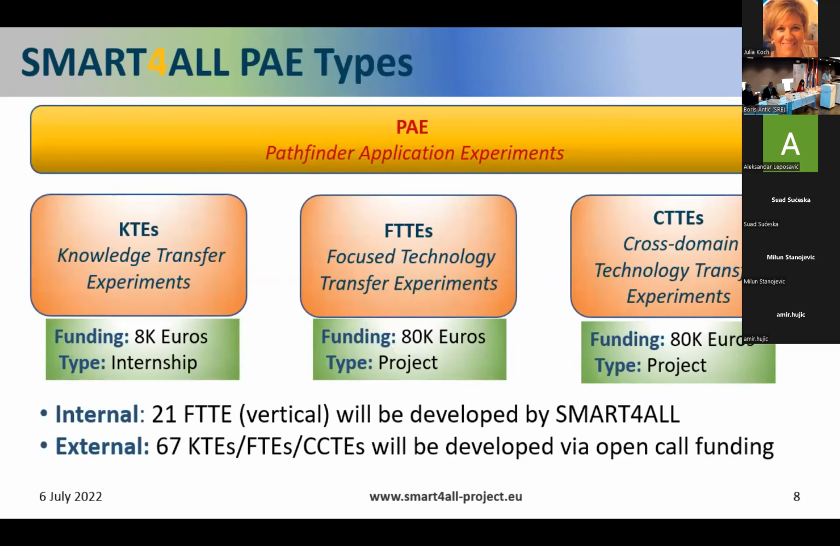As I explained, the main instrument for building this collaboration are what we call PAEs. This is the terminology of SMART4ALL. These are Pathfinder application experiments, and we have three types. Starting from left to right, we have funding for less mature ideas. We call them KTEs. These are the knowledge transfer experiments. So these are ideas that are slightly one step after brainstorming.